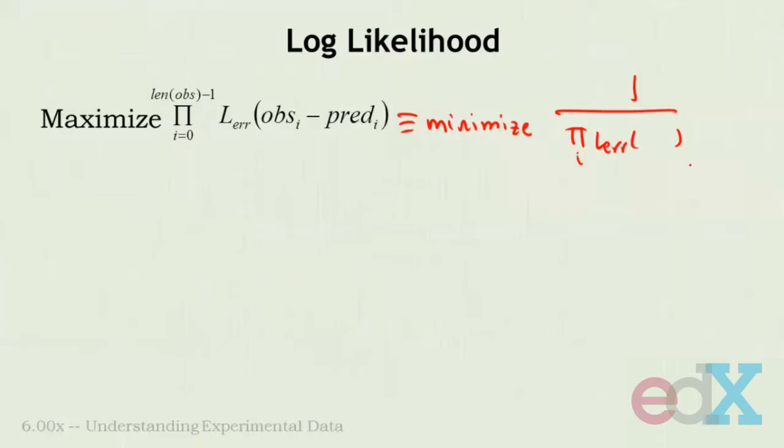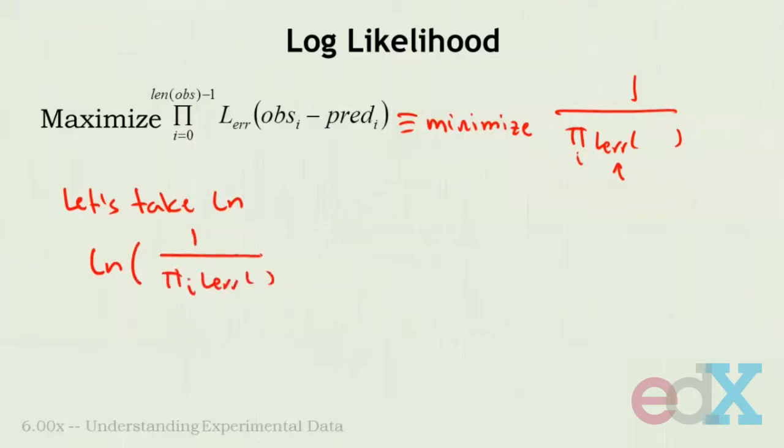Let's actually start by taking the log. It turns out that whatever parameters will minimize the 1 over the product will also minimize the log of that expression. So let's take the natural log, ln. The natural log of 1 over something is minus the natural log of that something, and the log of the product is the sum of the logs.